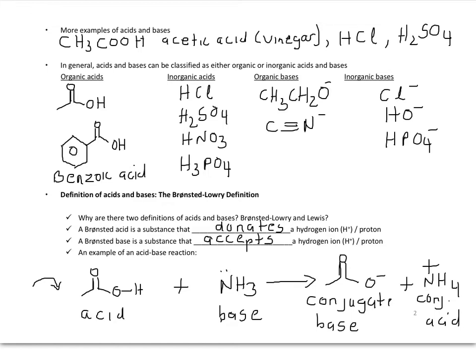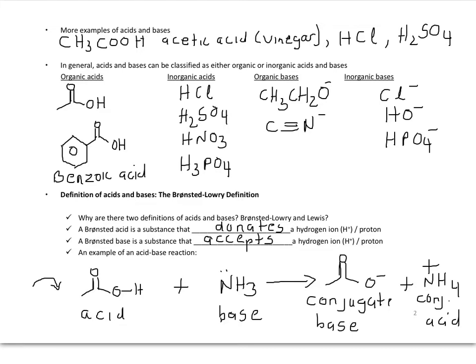Inorganic acids, of course, are those that do not contain carbon as part of their structures. So you can see examples include HCl, sulfuric acid, nitric acid, and phosphoric acid. All these do not have carbon in their structure. Organic bases, again, they're bases, but since they're organic, they should contain the carbon element. Whereas inorganic bases, as listed here, they do not contain your carbon atom.